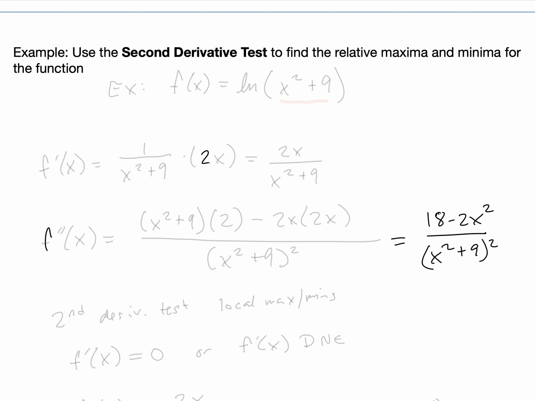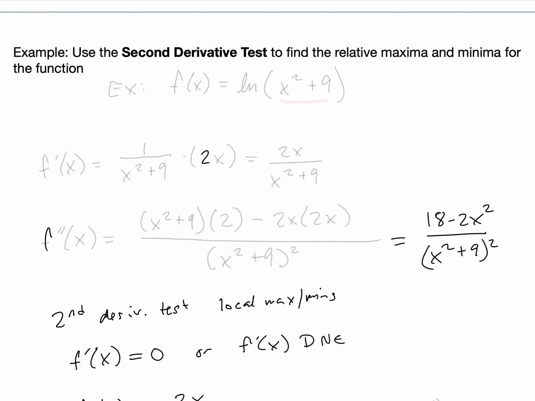All right, so if we're using the second derivative test for this, and we're trying to find local or relative maxes and mins, that means we're figuring out where the first derivative either equals 0 or does not exist. So our first derivative, f prime of x, was 2x over x squared plus 9. A critical value for f is a place where that is either equal to 0 or does not exist.